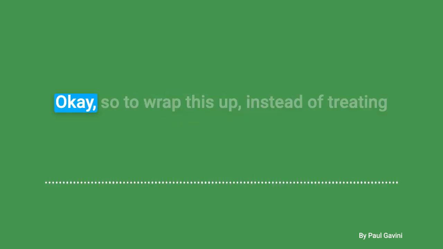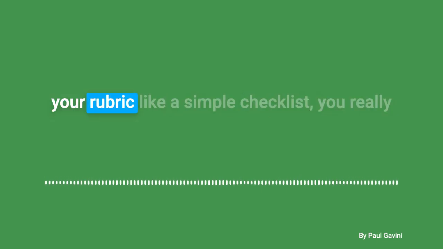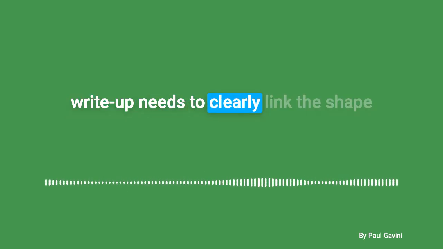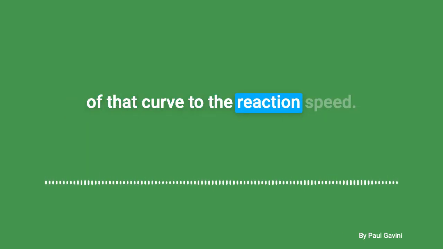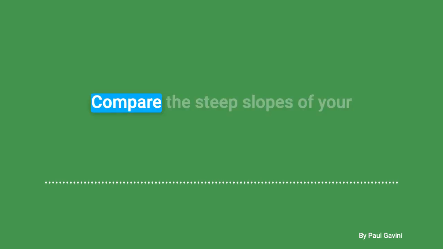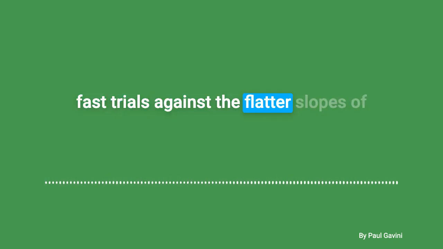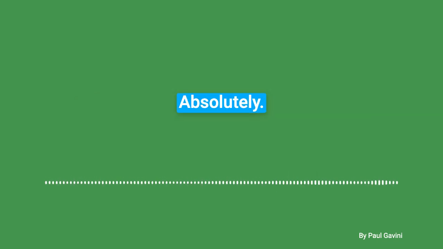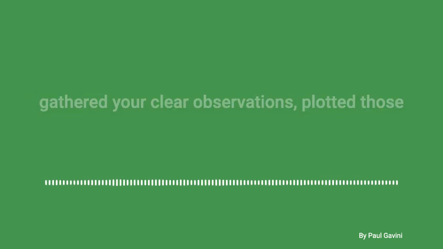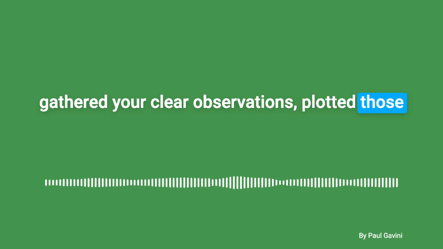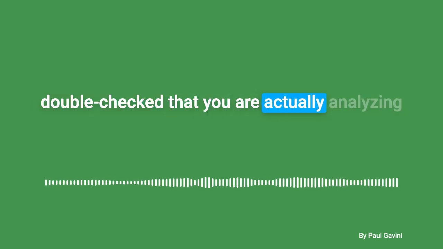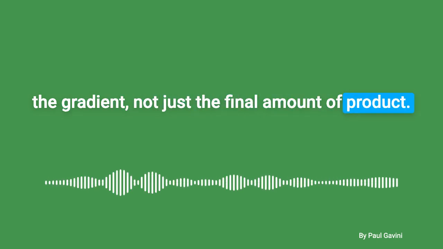Yep, it's done. Okay, so to wrap this up, instead of treating your rubric like a simple checklist, you really need to let the graph guide your explanation. To smash this assignment, your write-up needs to clearly link the shape of that curve to the reaction speed. Right. Use your data. Compare the steep slopes of your fast trials against the flatter slopes of your slow trials, and make sure you're using accurate chemical terminology. Absolutely. So before you wrap up the task, make sure you've gathered your clear observations, plotted those measurements accurately against time, and double-checked that you are analyzing the gradient, not just the final amount of product. That's the key right there.